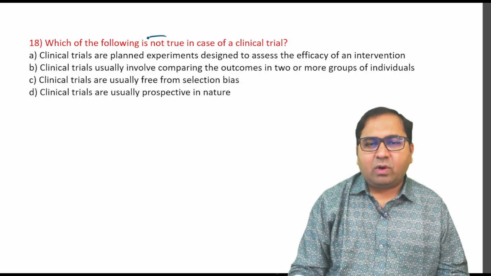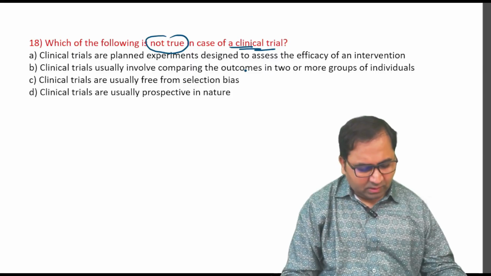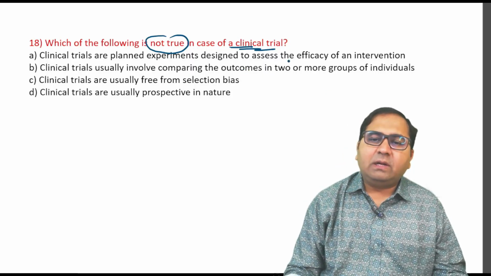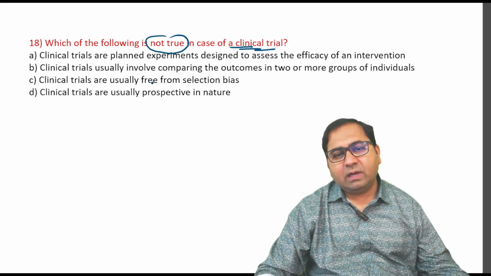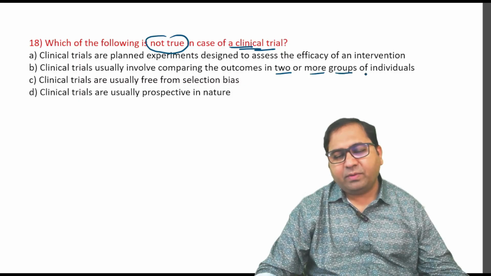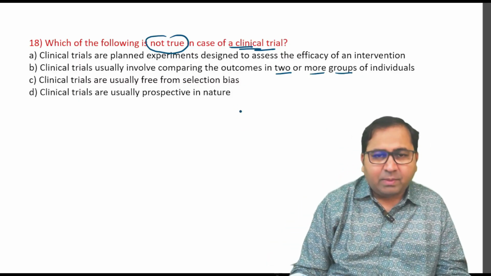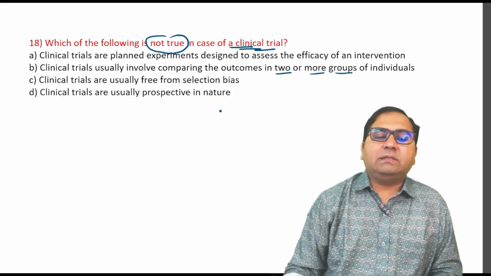Which of the following is not true in case of a clinical trial? Again, what are the options? A. Clinical trials are planned experiments designed to assess the efficacy of an intervention. B. Clinical trials usually involve comparing the outcomes in two or more groups of individuals. C. Clinical trials are usually free from selection bias. Or D, clinical trials are usually prospective in nature.